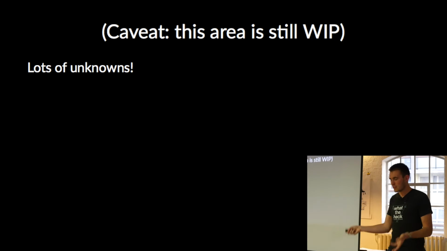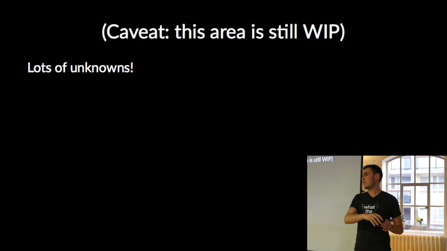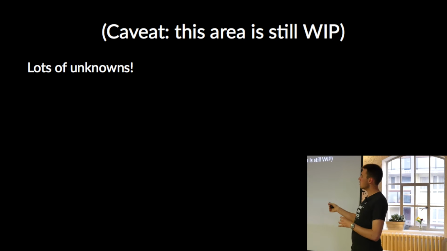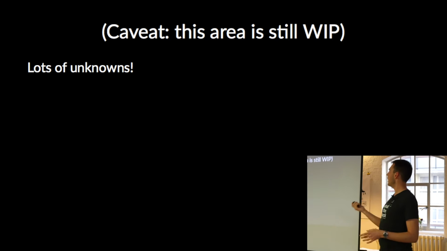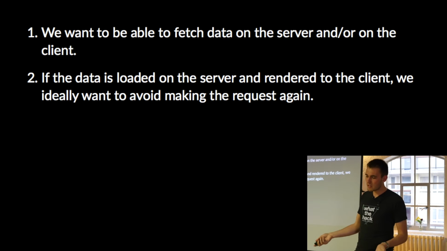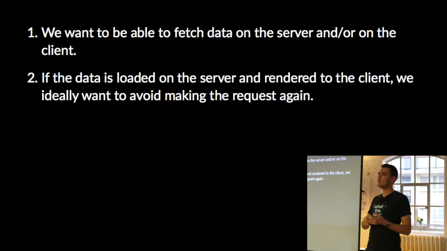This area, if you think server-side rendering is a bit more work in progress, this is particularly work in progress. There are a number of different approaches to this and thoughts going on, so there are lots of unknowns here. I think better solutions will reveal themselves over time, but for now, this is what I've come up with. The general idea here is we want to be able to fetch data from some API on the server and the client.